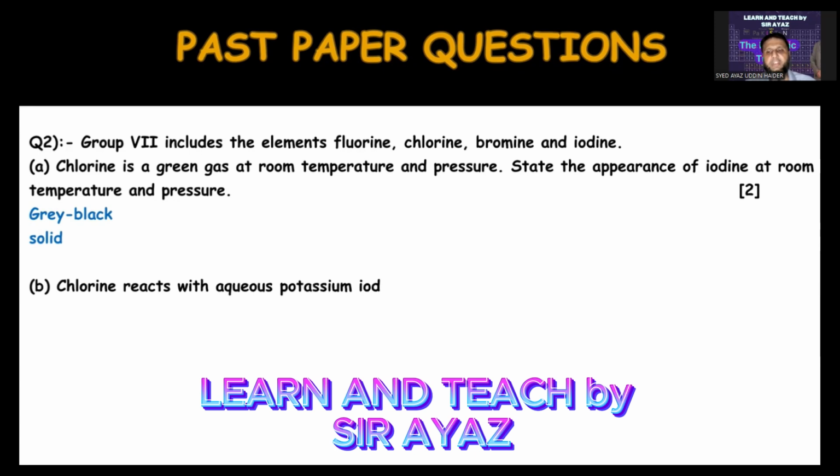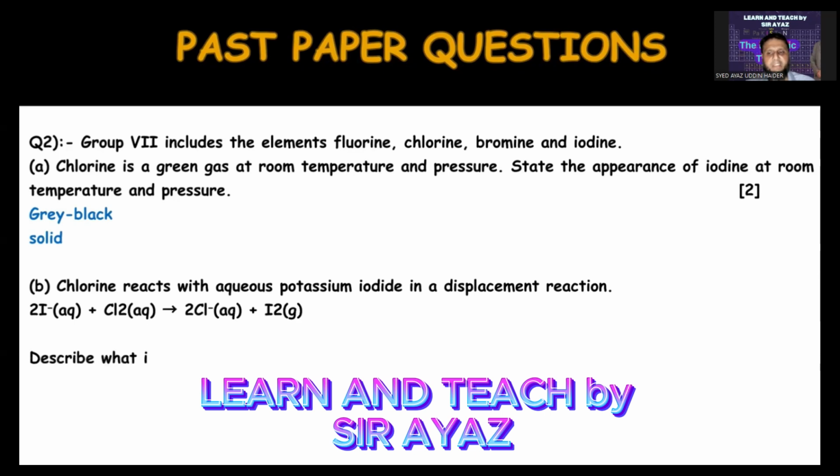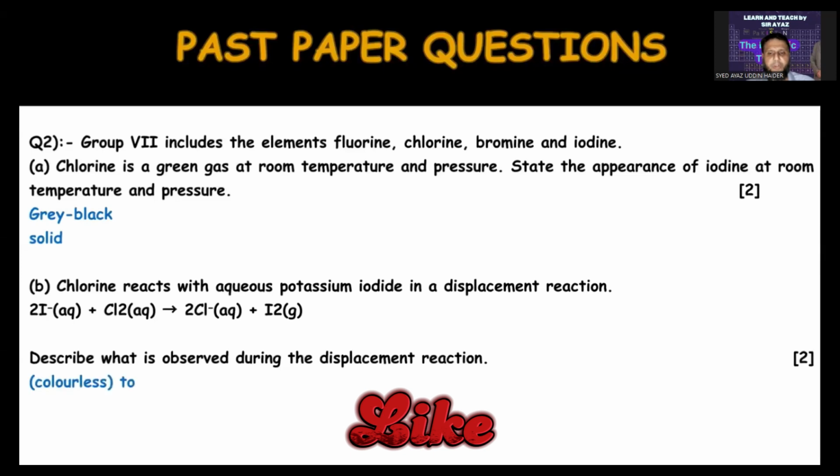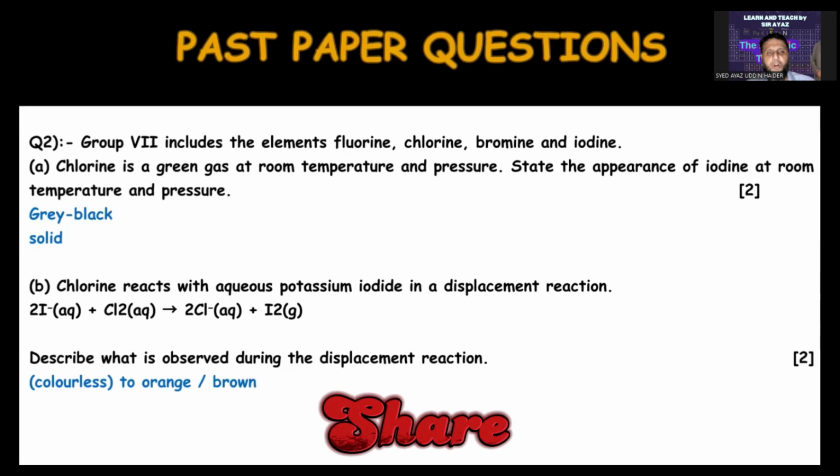Part B. Chlorine reacts with aqueous potassium iodide in a displacement reaction. 2I-(aq) + Cl2(aq) gives 2Cl-(aq) + I2. Describe what is observed during the displacement reaction. Now, this is a displacement reaction between a highly reactive halogen and the compound of a less reactive halogen, in this case, iodine. So initially, the solution is colorless and it turns to orange or brown due to the formation of I2.